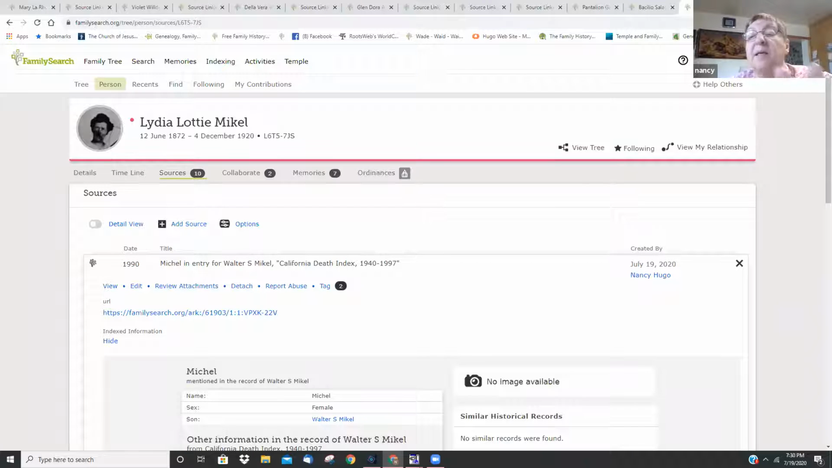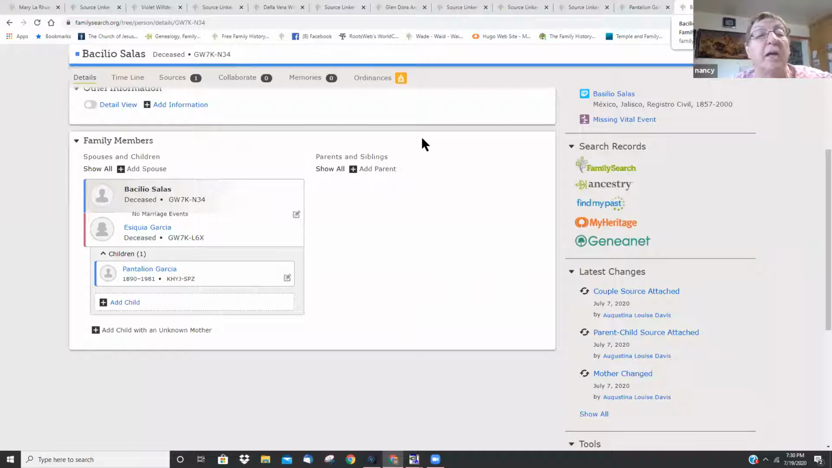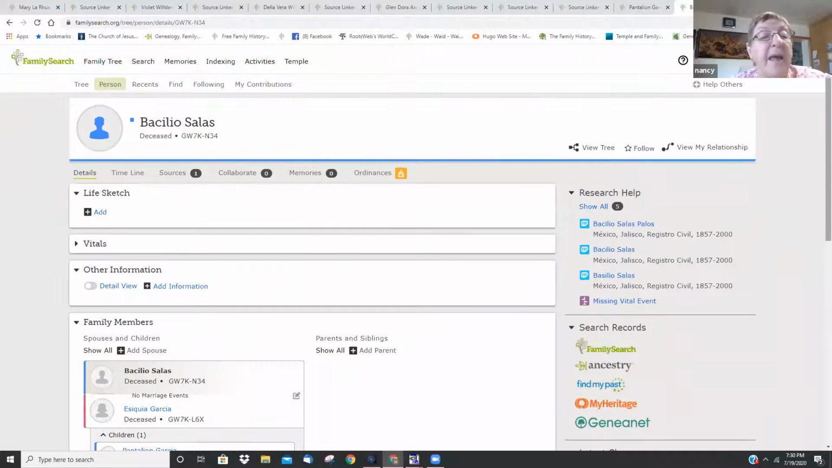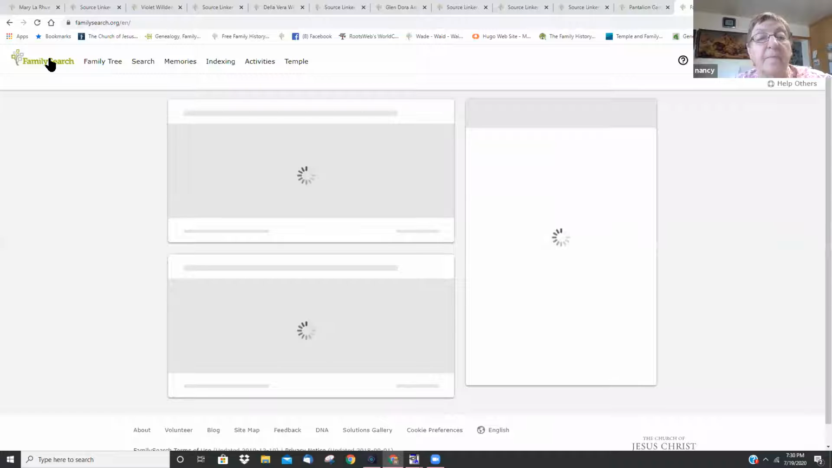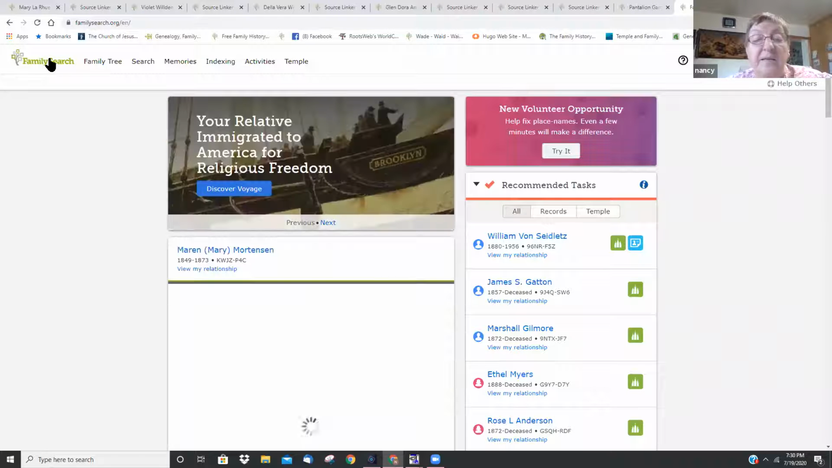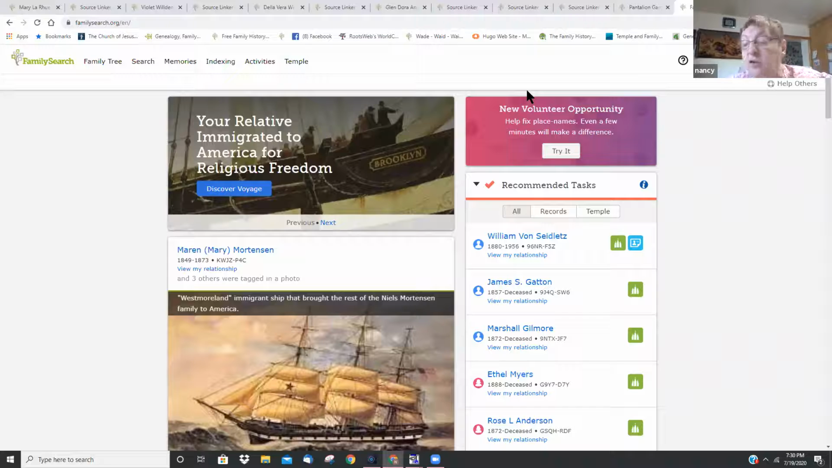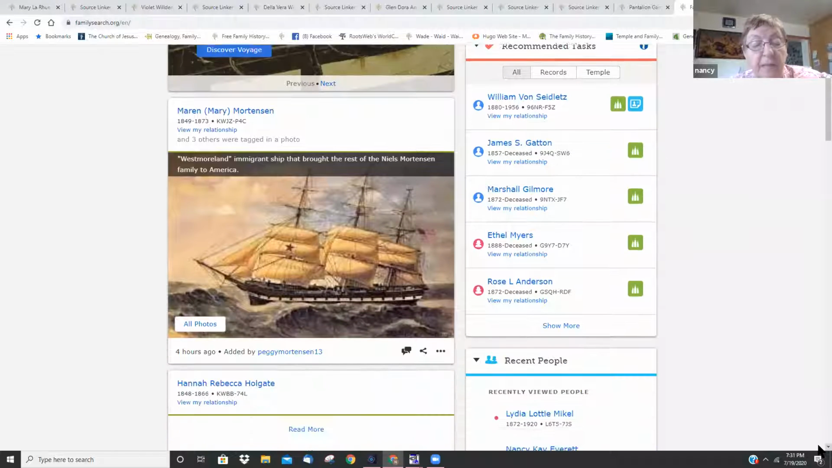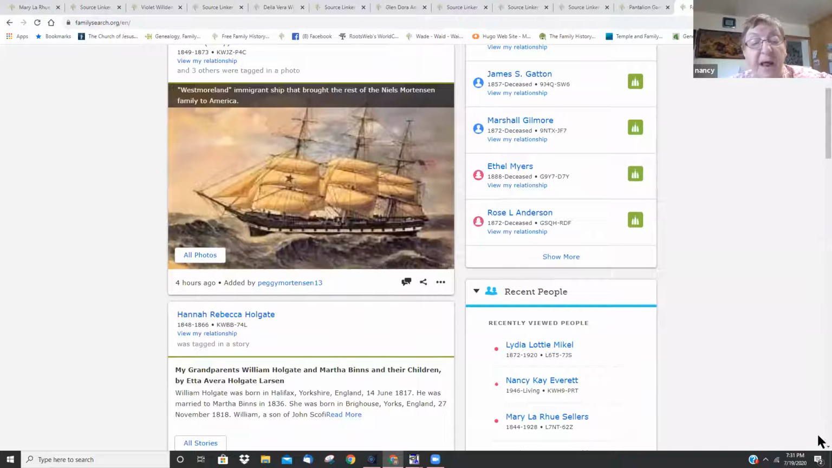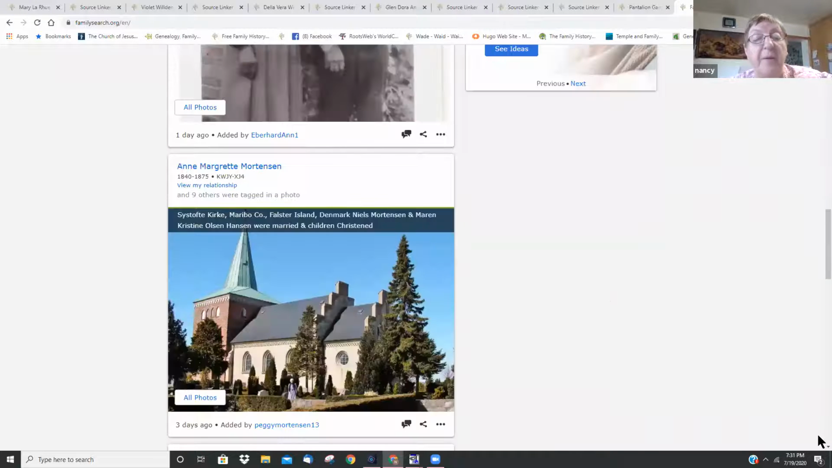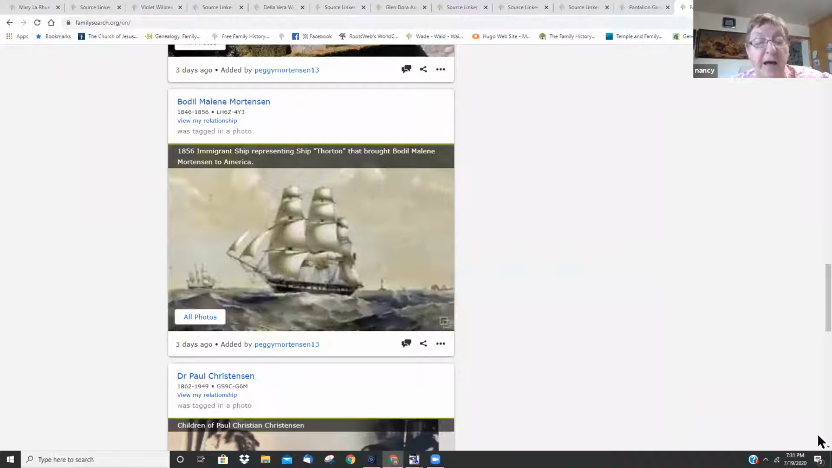So that is how it might work as you are working on this one. One day this week, when I was looking at my main FamilySearch screen, on the left-hand side of the page, it showed me a picture. There have been so many people added since then that I can't find it now.